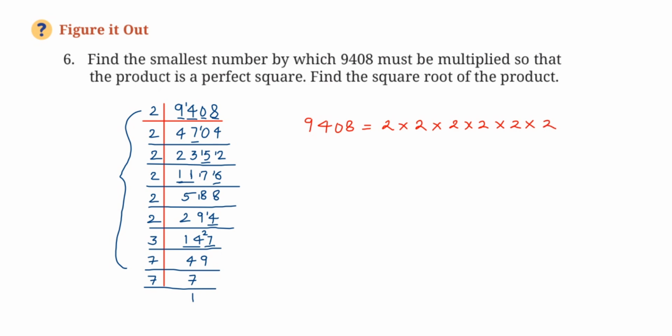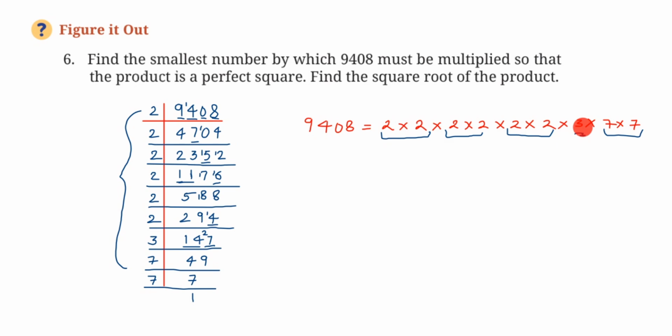We have 1 3 and we have 2 7s. Now if the number is a perfect square number, its prime factors will be in pairs. Like this is one pair of 2, this is another pair of 2, this is the third pair of 2, and we have one pair of 7. But you can see that this 3 has no pair. So if the number is a perfect square, then all the prime factors will be in pairs. Since this number is not a perfect square, we have one factor which is left out.